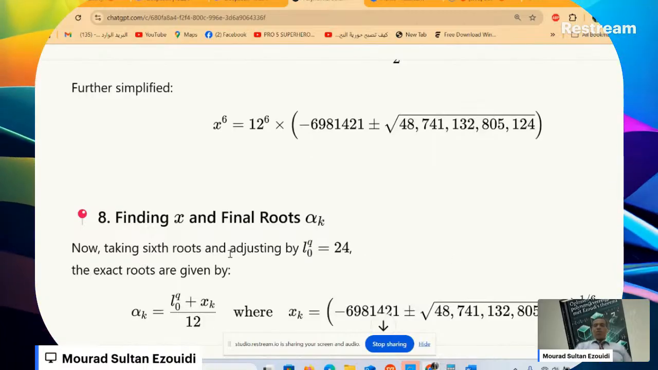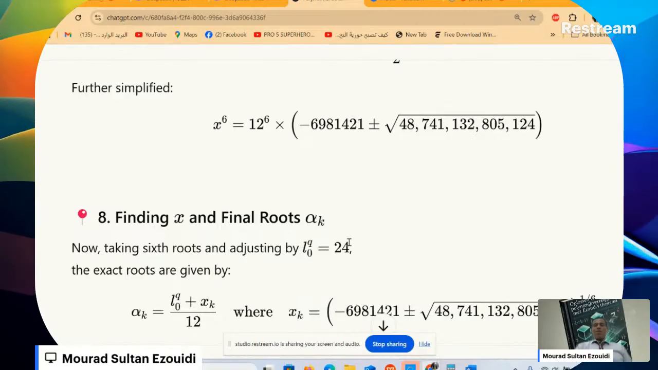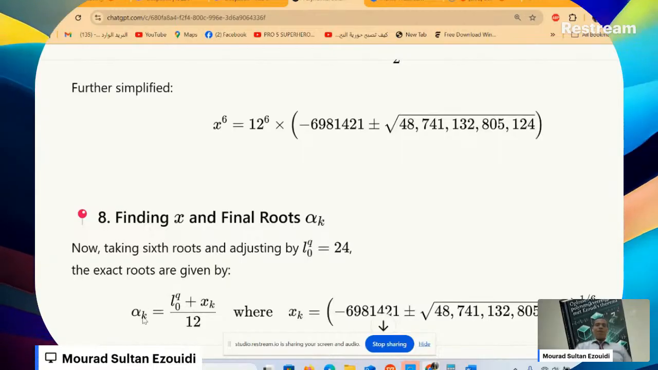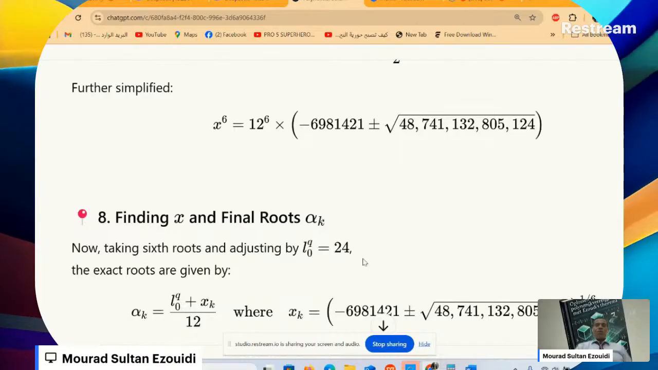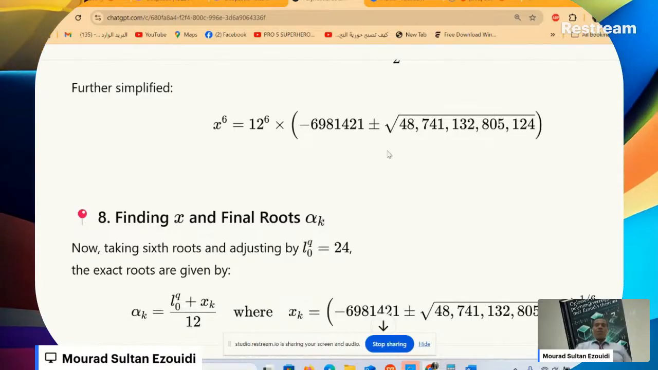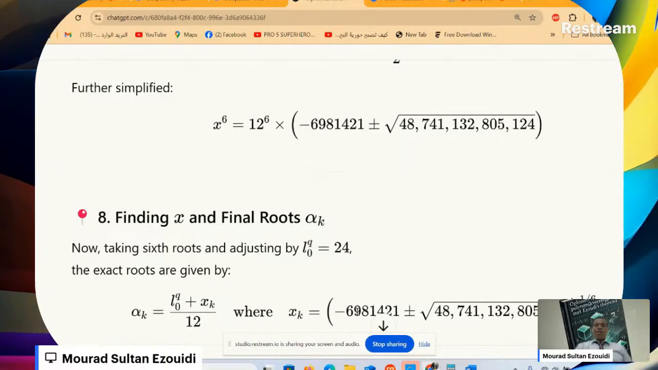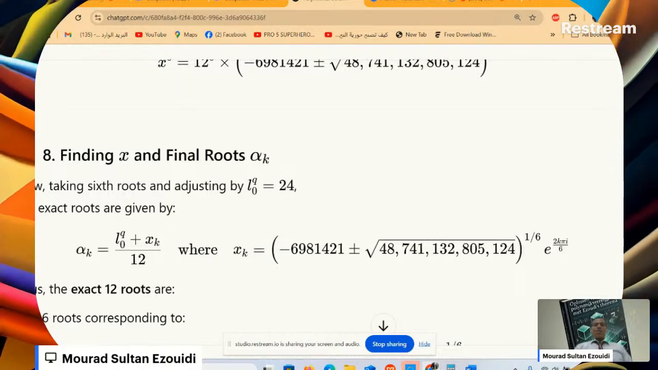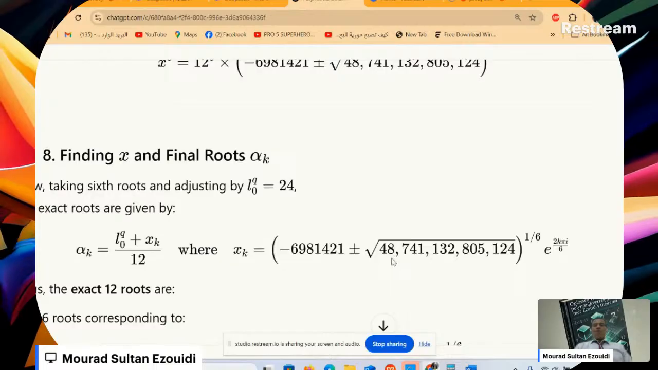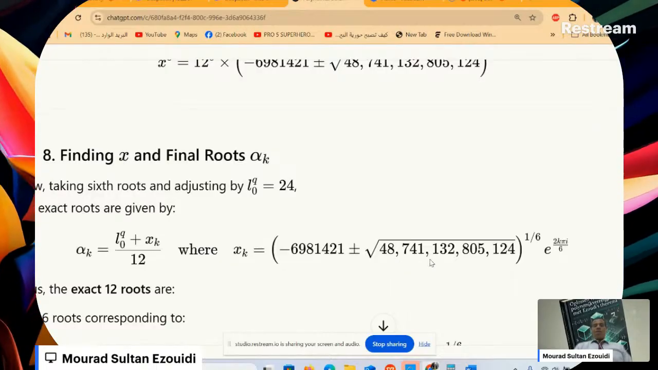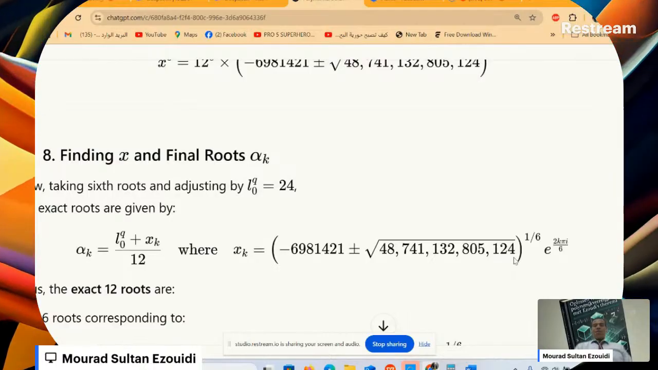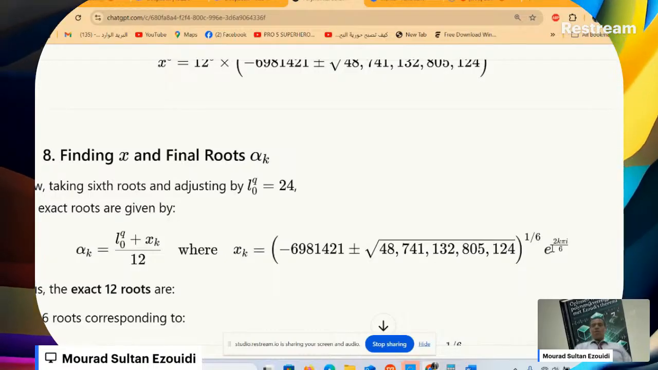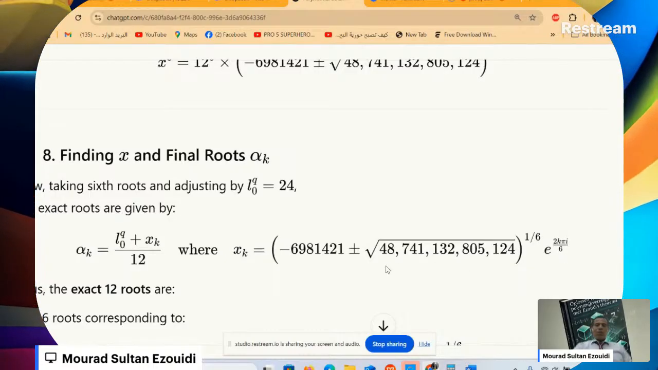Finding x. Now taking the sixth root and adjusting by L042 equal 24. So the exact roots are given by the formula x alpha subscript k equal L042, which is 24, plus xk, which is this. Okay, divide by 12, where xk is equal in fact to negative 6,981,421 plus negative root of 48,741 billion 132,805,124, all raised to the power 1 over 6 exponential 2k I pi divided by 6.